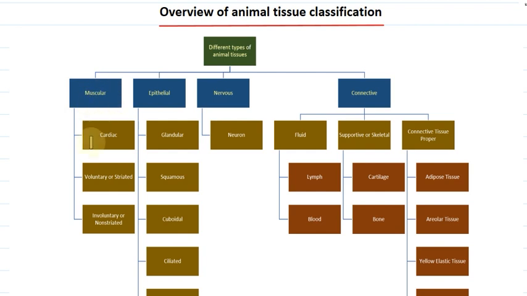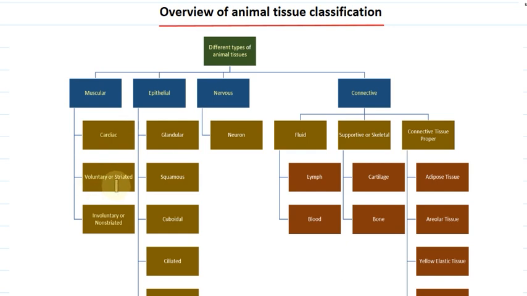Now muscular tissues can be further classified into three types, that is the cardiac tissue, the voluntary or striated muscular tissues and the involuntary or non-striated muscular tissues. So these cardiac tissues are those that are only present in heart, and these cardiac tissues are involuntary muscles because their action or their movement is not under the direct control of one's will. Okay, and these tissues are present only in our heart.